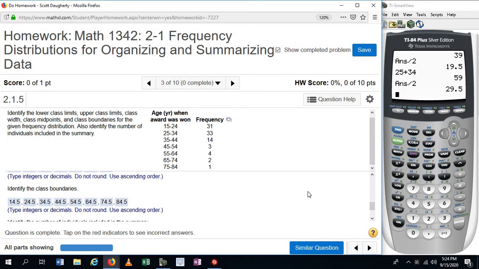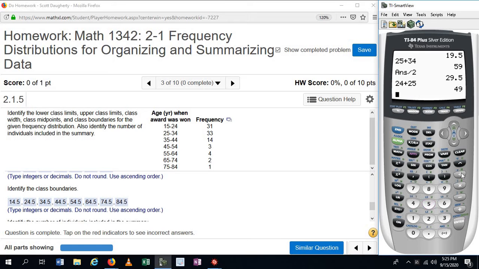Okay, next we're supposed to identify the class boundaries. Now the class boundaries are numbers in between the upper class limit of one class and the lower class limit of the next consecutive class. So for example, 24 is the upper class limit for this class. The next class has a lower class limit of 25. The boundary is the number in between those two numbers. So if we take 24 and add it to 25, and then divide that by 2, that is the class boundary between these two classes.